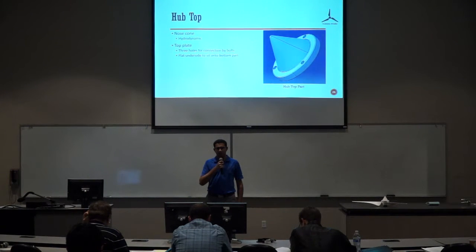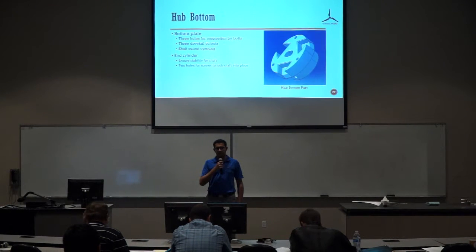The hub top consists of the nose cone and the top plate. The nose cone shape was decided to be a cone because it provides a hydrodynamic flow in the sense that water can flow around the nose cone much more efficiently than a flat plate. The top plate has 3 holes for the connection by bolts to the bottom plate, and the top plate also has a flat underside to sit evenly on the bottom plate.